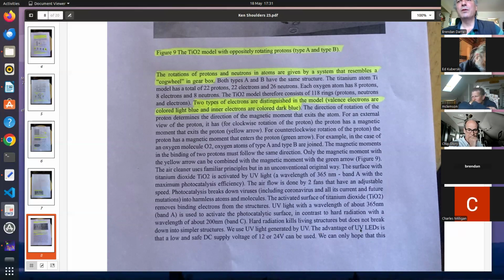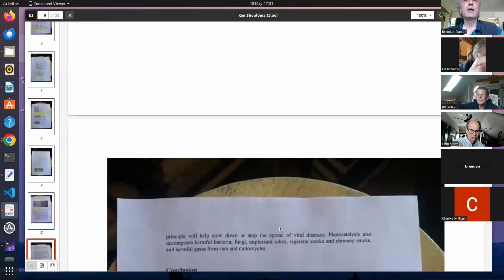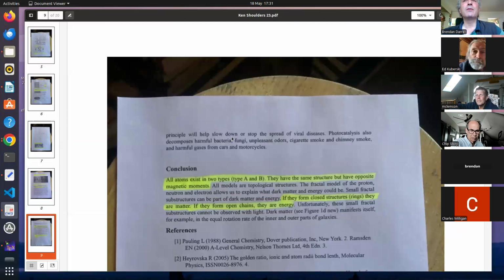The advantage of ultraviolet light LEDs, light emitting diodes, is that a low and safe DC direct current supply voltage of 12 to 24 volts can be used. We can only hope that this principle will help slow down or stop the spread of viral diseases. Photocatalysis also decomposes harmful bacteria, fungi, unpleasant odors, cigarette smoke, chimney smoke, and harmful gases from cars and motorcycles.